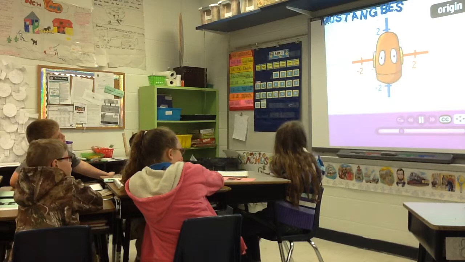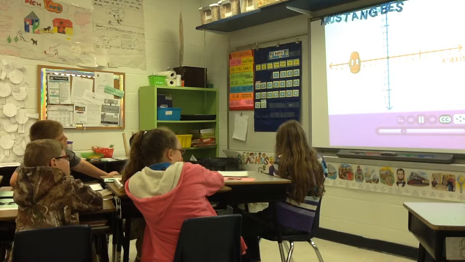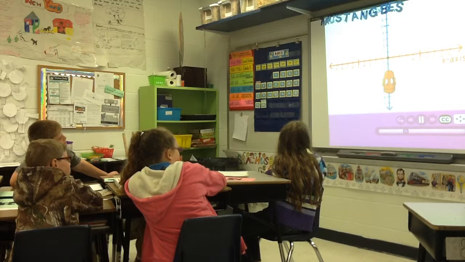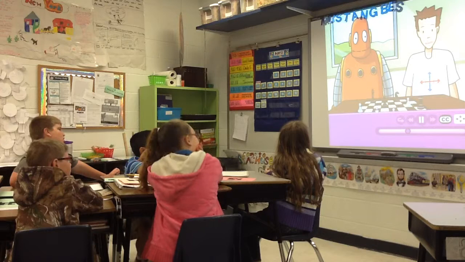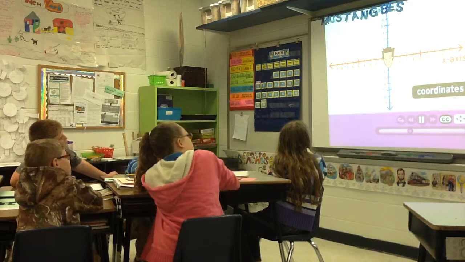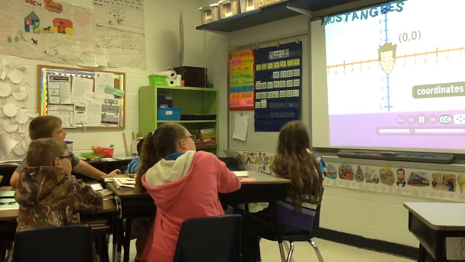One line represents the horizontal distance from the origin, and we call that the x-axis. The other line represents vertical distance from the origin. That's called the y-axis. These lines help us find our way around the plane. Well, everything starts from the origin. The coordinates, or the address of the origin, are 0, 0. That means to find the origin, you have to move 0 units horizontally and 0 units vertically.